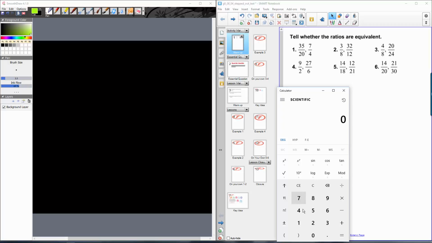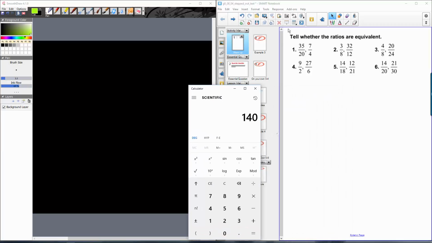The second way is to cross multiply. So 35 times 4, that equals 140. And then if I take 7 times 20, that also equals 140. So that's 2 ways. I don't care which way you choose, but one of those ways you should check to see if they're equivalent. They'll be the same answer.